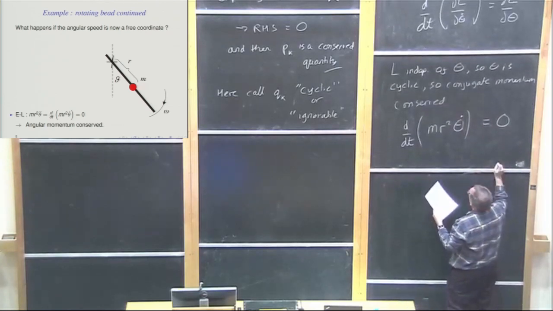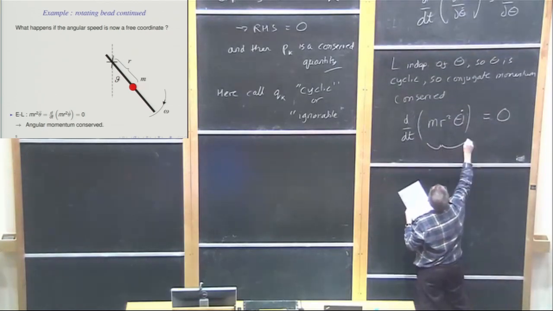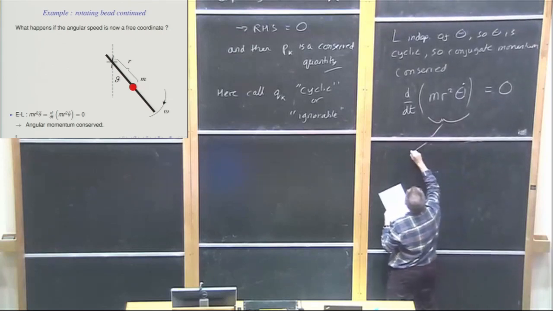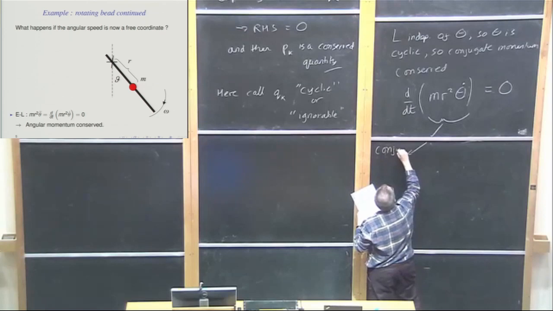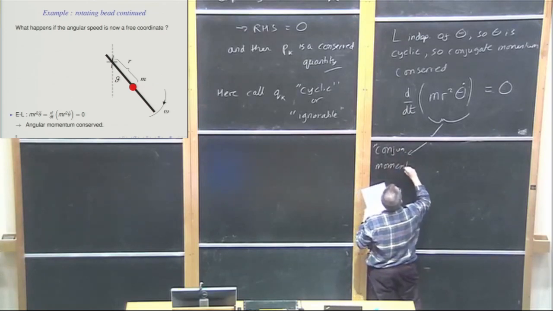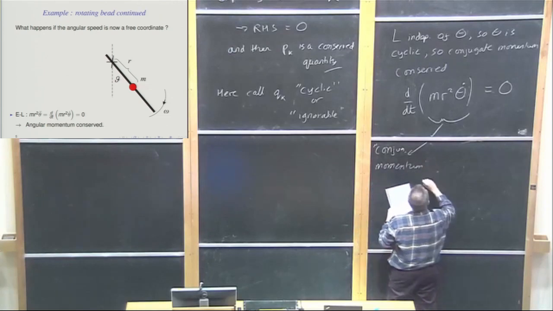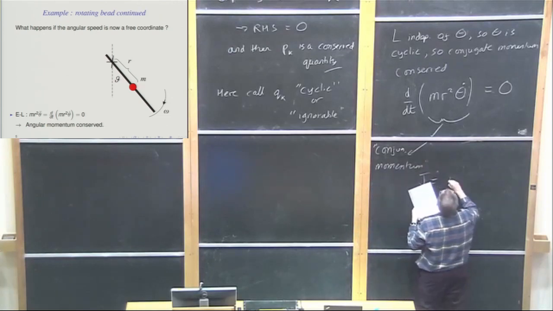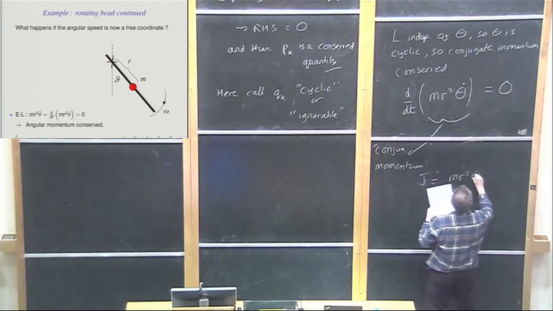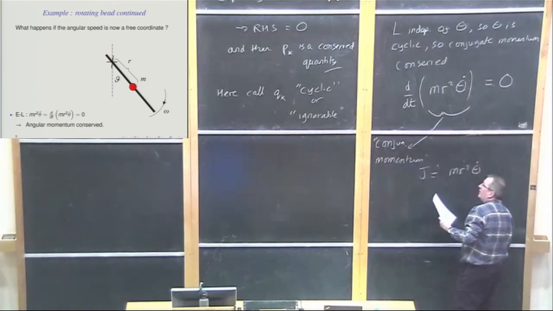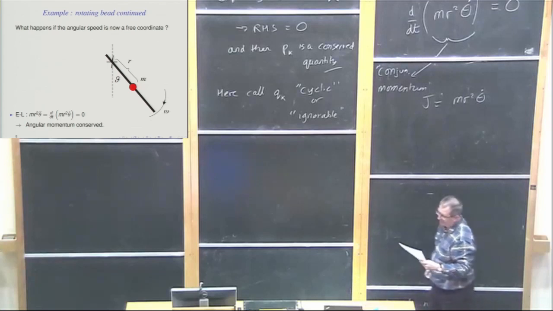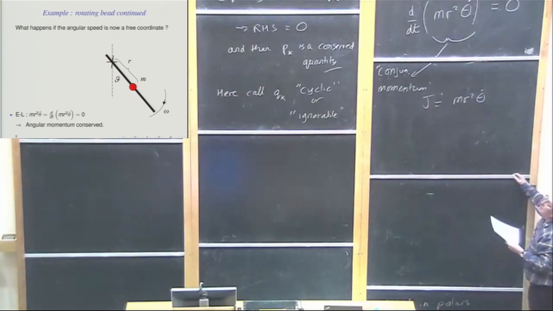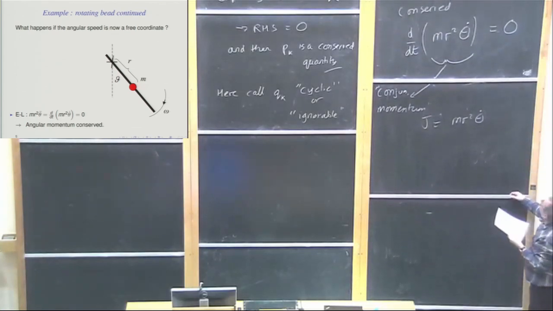Okay, so this is the conjugate momentum, and it's clearly J, the angular momentum, m r² θ̇. So that's what we learn from the theta side of things. So we can actually use this to our advantage.